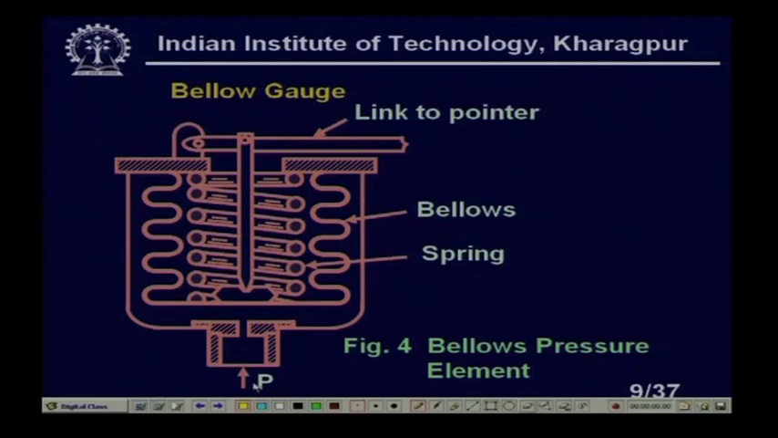Now, if the pressure increases and goes inside, this bellows will squeeze. If it squeezes, then what will happen? This pointer or link will go up, so it will move like this. If it moves like this, then I will get an indication. So, this can be calibrated in terms of the pressure. So, this is all about the bellows. We can show something in the next slide.